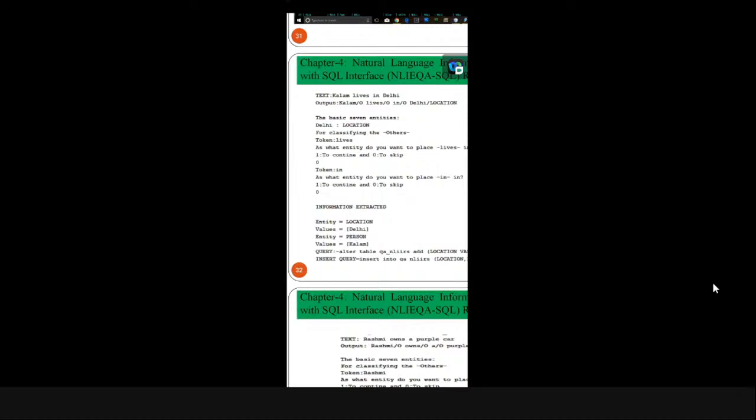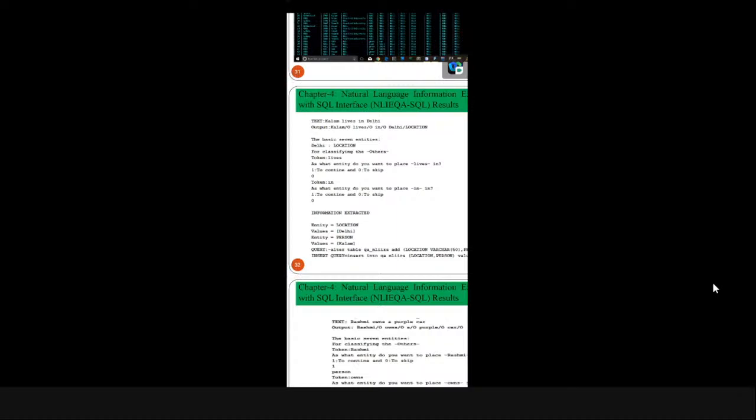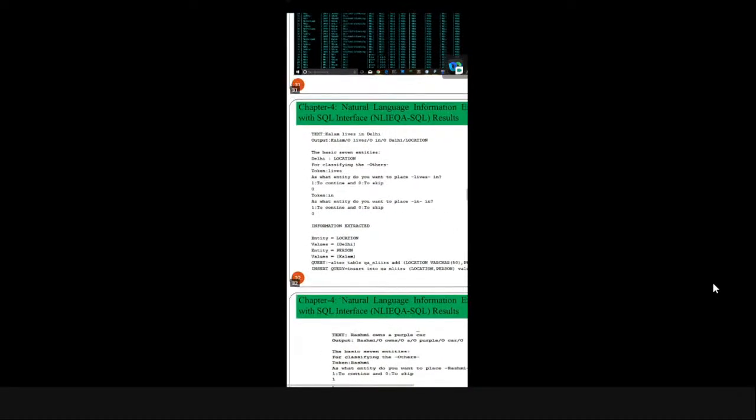And for others, what are the fields that are left? Now you can see as what entity do you want to place lives in, which category you want to keep. So do you want to keep it in some category, 1 to continue or 0 to skip? We said 0. So the next word is token in. As to what entity do you want to place in, which category you want to keep in. Now these are some of the words in the natural language information which don't carry any relevance. So under these cases, what you do is we just keep them in none of the column headers. So we keep on skipping it.